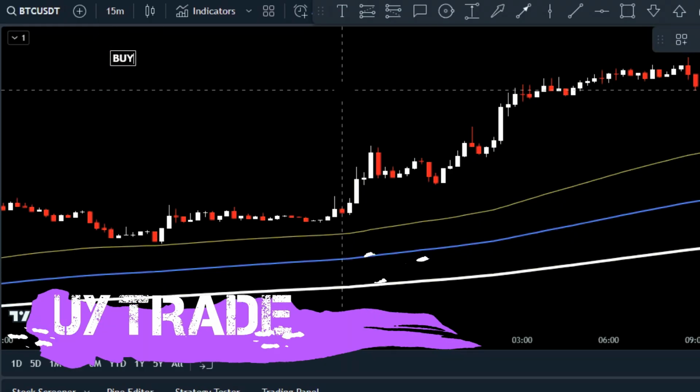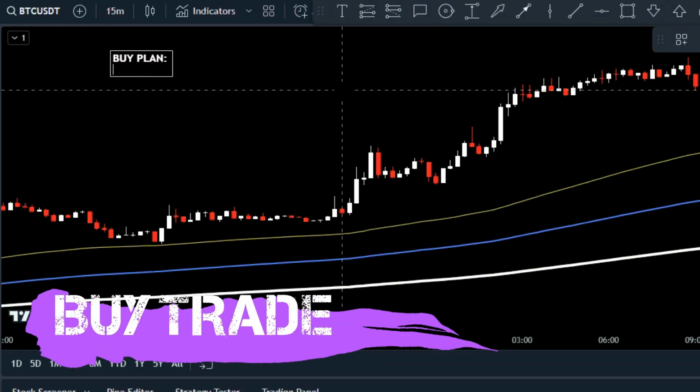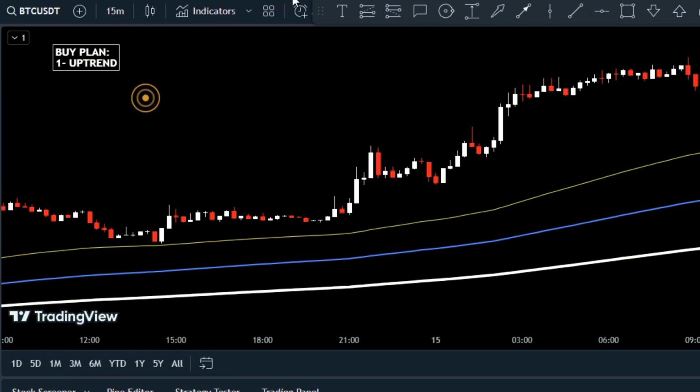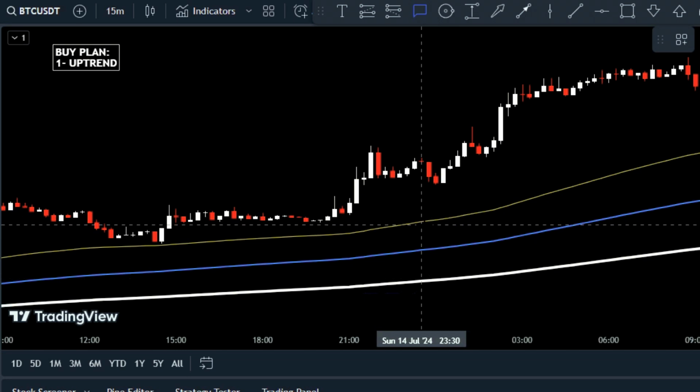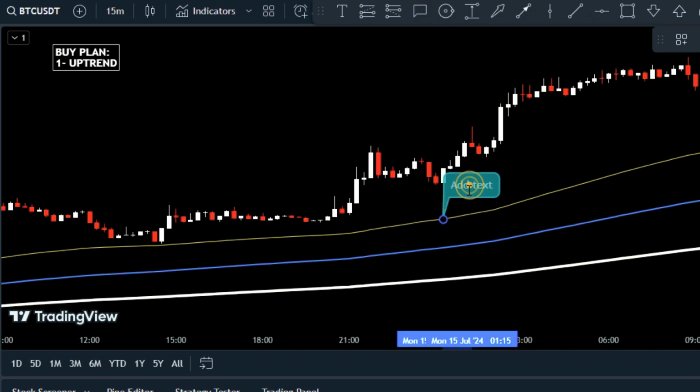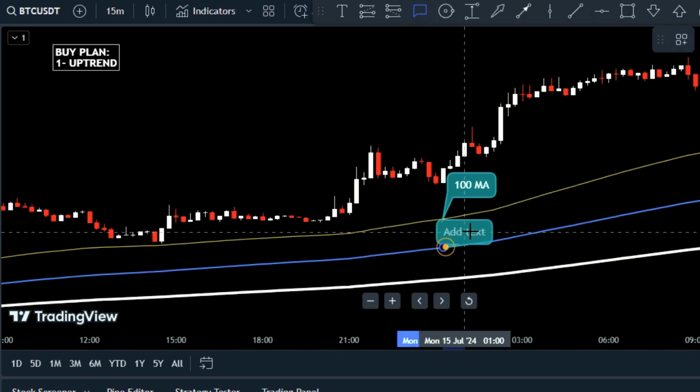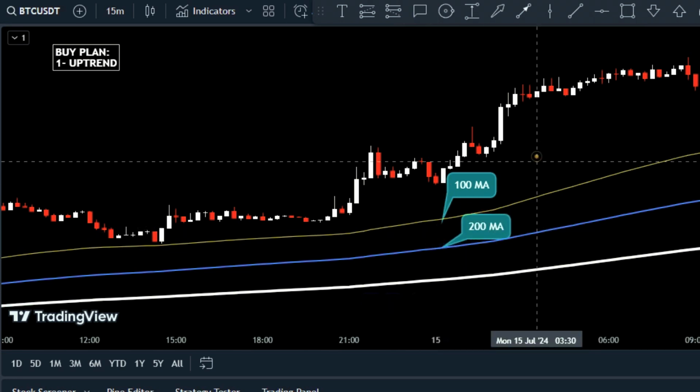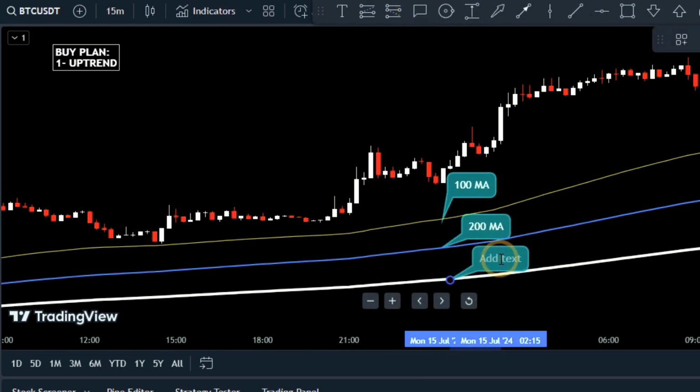If you're considering a long trade, the first condition is to make sure the market is in a bullish trend. This means that the 100 moving average should be above the 200 moving average and both should be above the 400 moving average. And also, we want to make sure that the price is trading above all these moving averages.